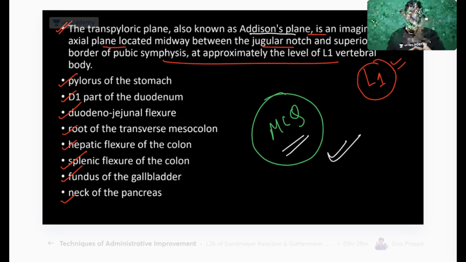So what I want from all the aspirants, whether you are aspiring for the NEET PG exam, whether FMG or INICET, what is very, very important is that you should revise all the structures located at the transpyloric plane, which is located at the level of the L1 lumbar vertebra. So these are the list of structures.